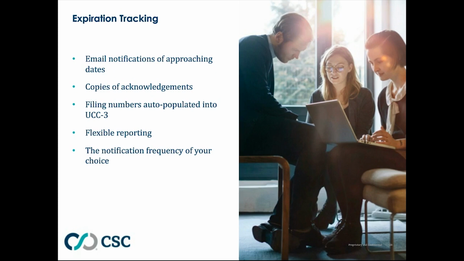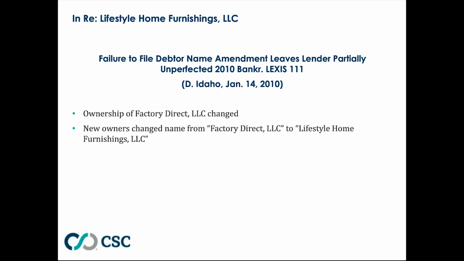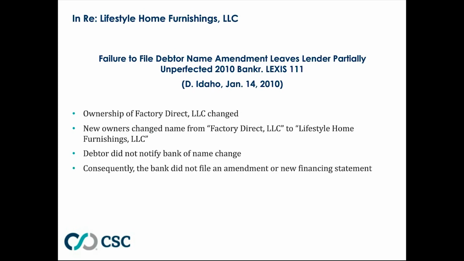Another case study. Here we have an example of a furniture store, Lifestyle Home Furnishings, LLC. Failure to file a debtor name amendment leaves the lender partially unperfected. Ownership of Factory Direct, LLC changed. New owners then changed the name from Factory Direct, LLC to Lifestyle Home Furnishings, LLC. The debtor did not notify the bank of the name change. Sometimes this will happen. Your debtors will not notify you of a name change, so you have to be aware. You have to monitor debtor filings to make sure that you're notified in case there's an acquisition or a name change of any kind. As a consequence, the bank did not file an amendment or a new financing statement.